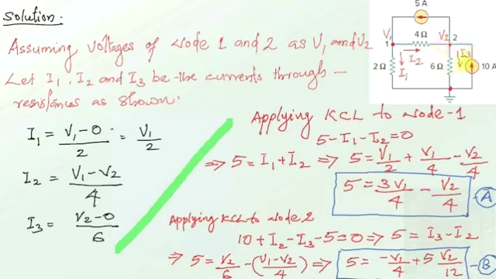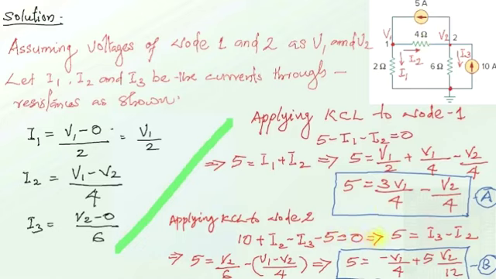So according to Kirchhoff's current law, the resulting equation will be this one. Here you can see that 10 is coming into the node, so we have plus 10 here. I2 is also flowing into the node, so you have plus I2 there, and I3 is flowing away from the node, so you have minus I3, and this 5 ampere current is flowing out of the node, so you have minus 5. That is equal to 0 according to Kirchhoff's current law.